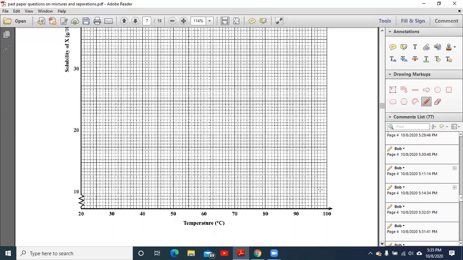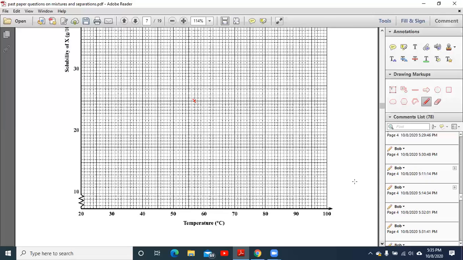The second point, 57 degrees Celsius, right? 55 will be here, 56, 57 will be there, and 25 for the solubility. And 25 will be midway between 30 and 20, which is right here. 57 and 25. Second point, right there.